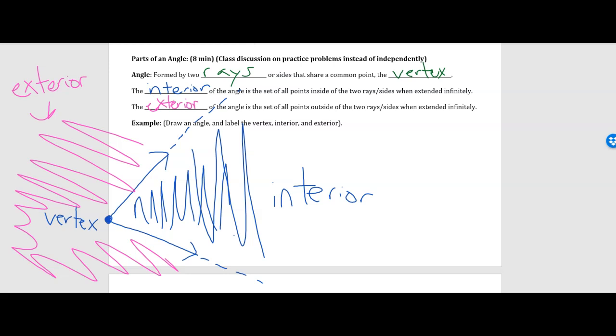So we've labeled the angle, we've labeled the vertex, the interior, and the exterior. Okay, let's move on to the next page.